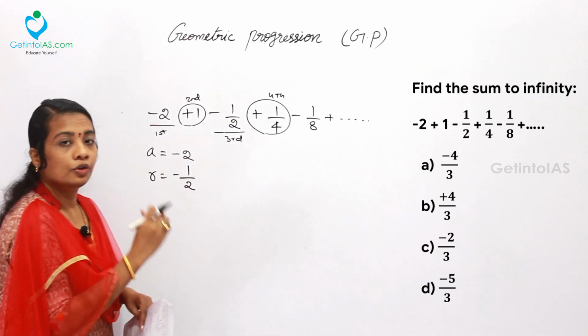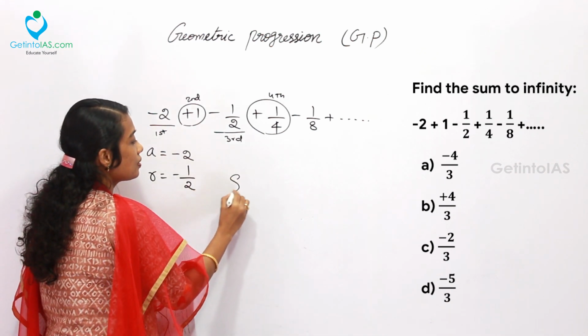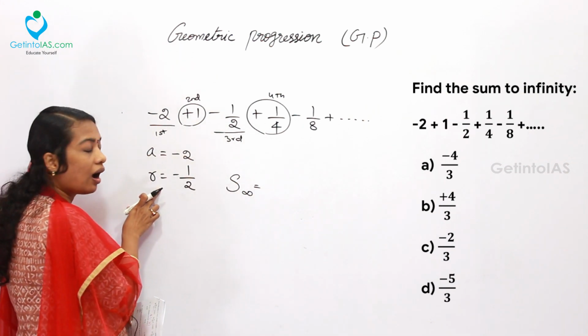Now let's solve it. What is the formula for the summation to infinity when r is less than 1?